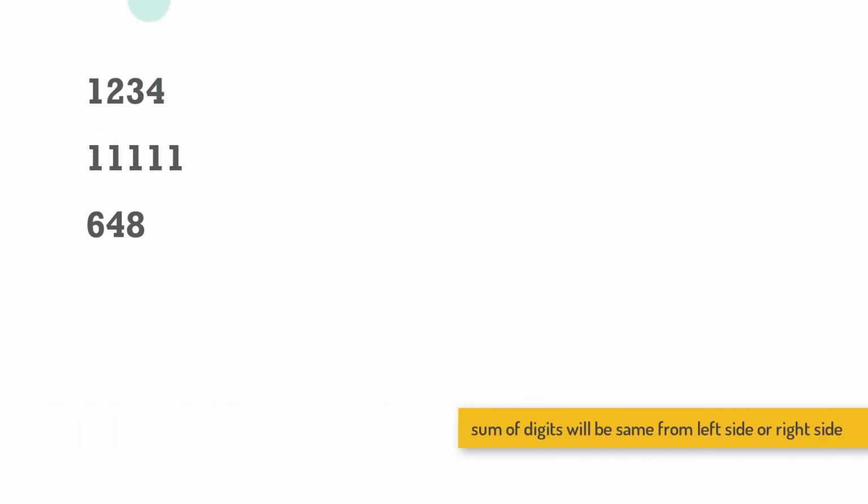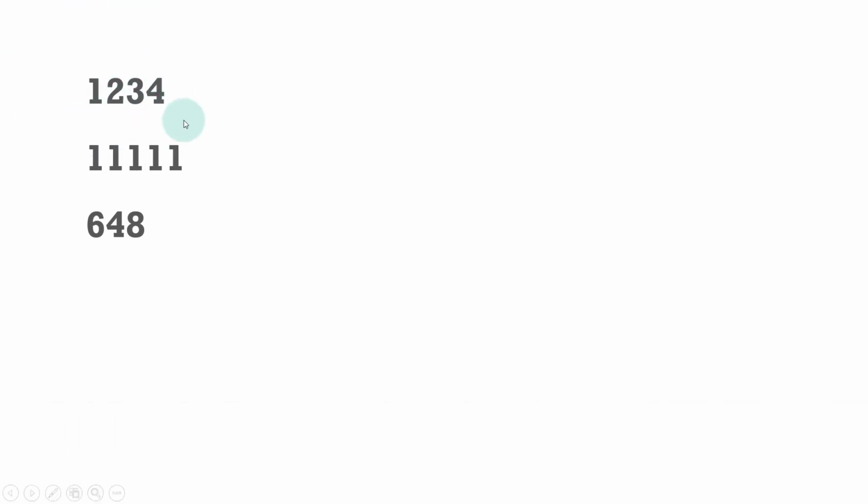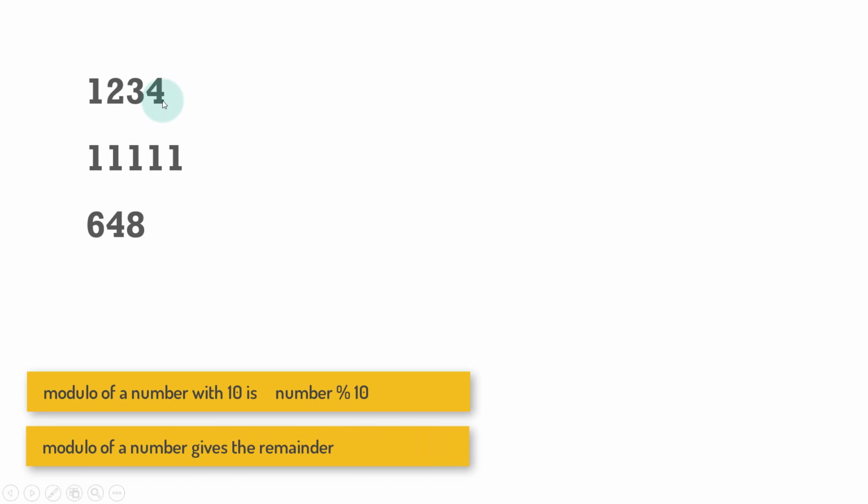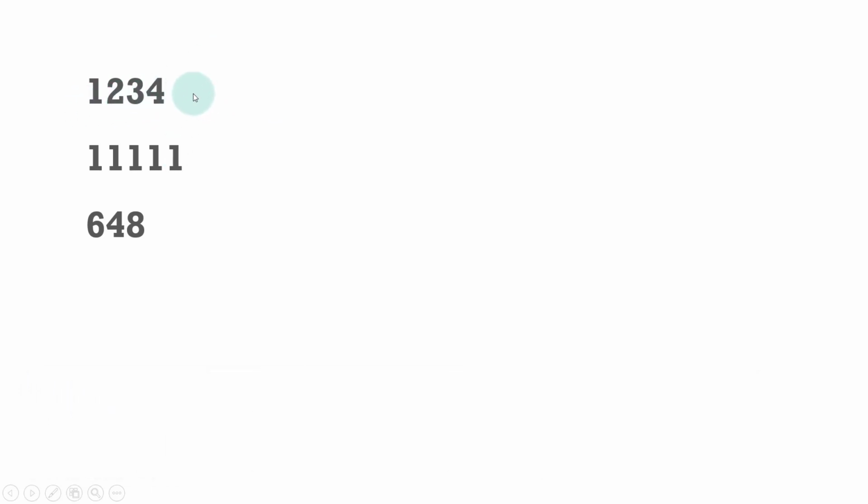So if we take a modulo of this particular number by 10, then it means we'll get the remainder. Suppose 1234 is there, and if we take a modulo by 10, it means that up to 1230 it will be divided and 4 will be left as the remainder. So if you take a modulo of the number 1234 with 10, you will get the remainder as 4. So we'll get the last digit.